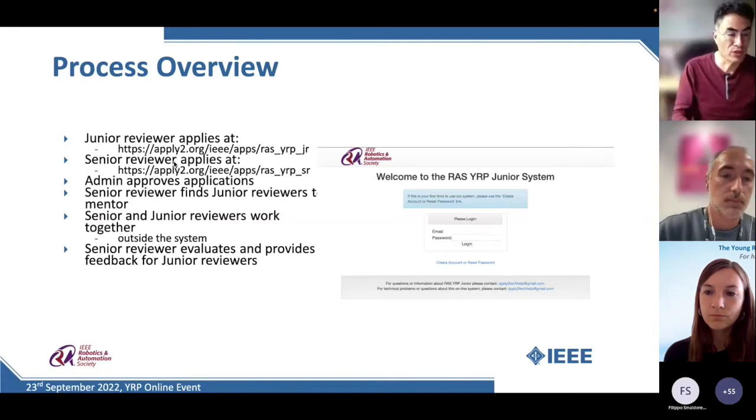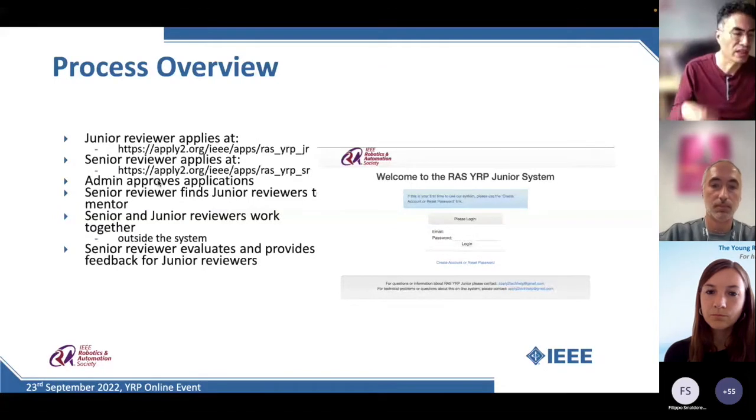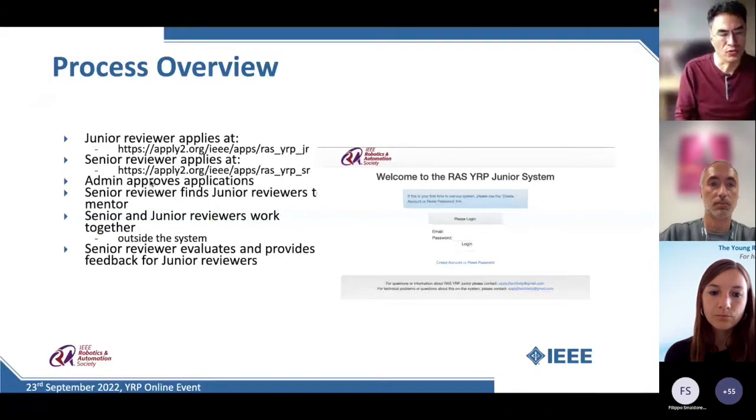Some of us will go through the applications and check whether the applications are complete, and we approve the applications. Then the idea is for the senior reviewer to find junior reviewers to mentor, and the senior and the junior reviewers work together. This happens outside of the system. And then the senior reviewer evaluates and provides feedback for junior reviewers.